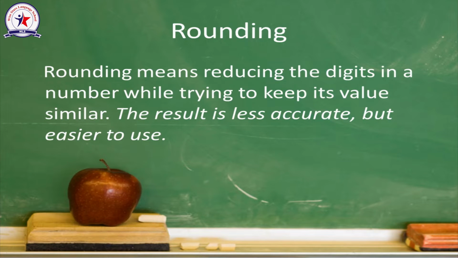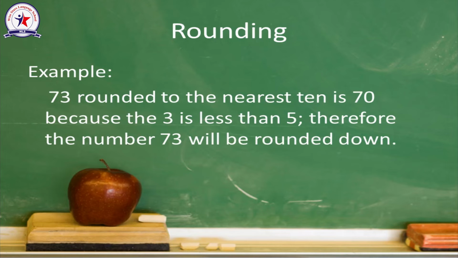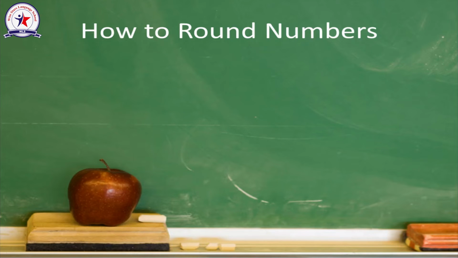Rounding means reducing the digits in a number while trying to keep its value similar. The result is less accurate but easier to use. For example, 73 rounded to the nearest 10 is 70 because the 3 is less than 5, therefore the number 73 will be rounded down.